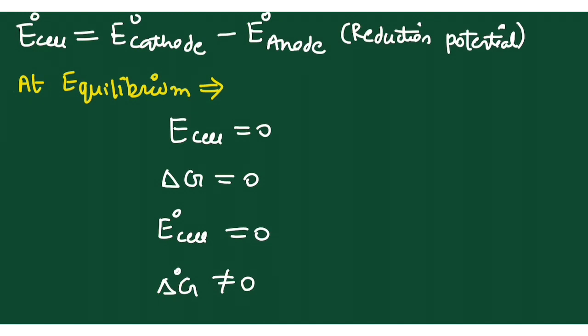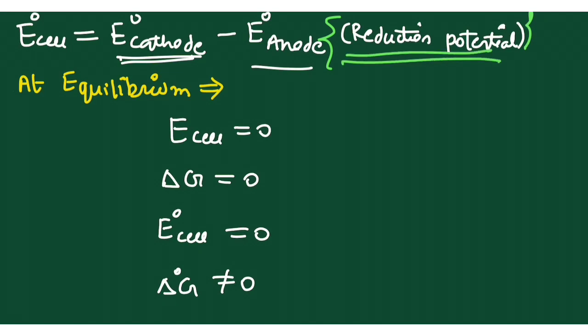So what is E naught cell? E naught cell is E naught cathode minus E naught anode, and the most important point is that you have to take reduction potentials. What do you mean by reduction? Reduction is gain of electrons. You have to take reduction potentials as a convention. Please don't take oxidation potential. So the formula of E naught cell is E naught reduction potential of cathode minus E naught reduction potential of anode. Okay, clear?